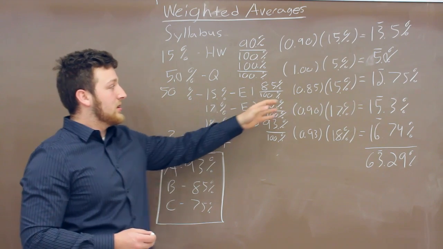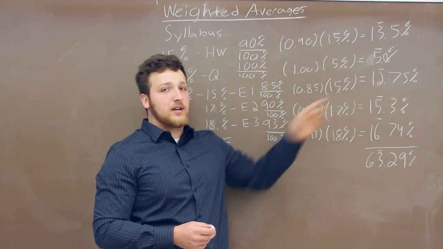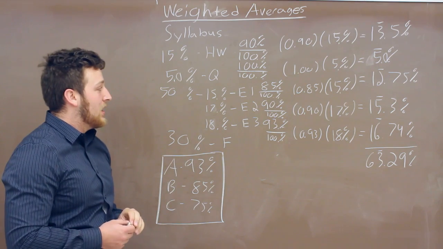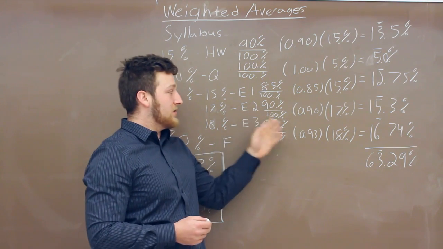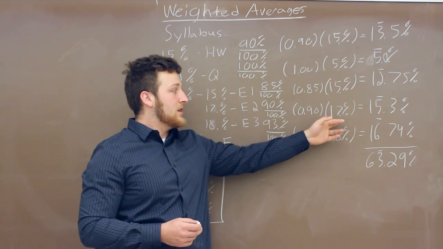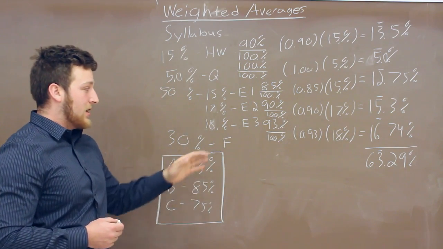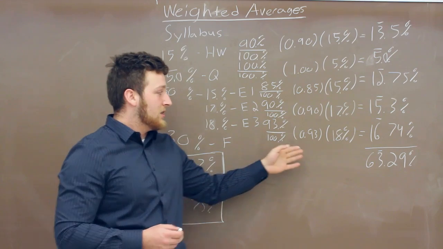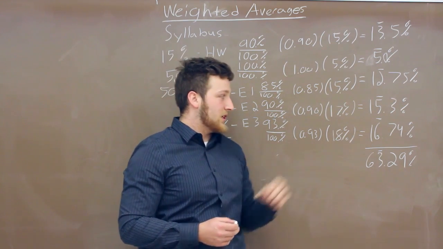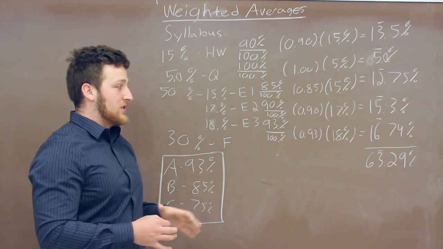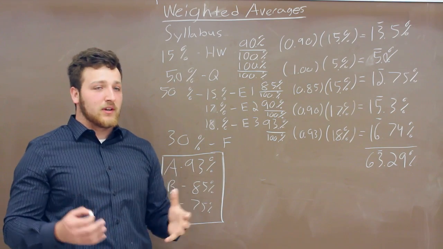85% on exam 1, 0.85 times 15%, 12.75%. 90% on exam 2 divided by 100, 0.90 times 17% is 15.3%. And a 93% on exam 3, 0.93 times 18% was 16.74%. This gives the student 63.29% of the class.